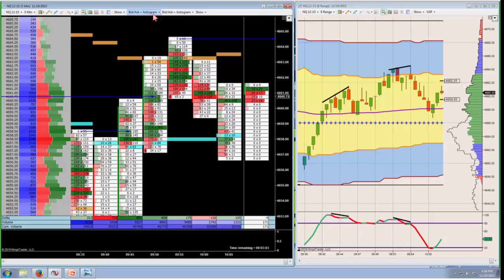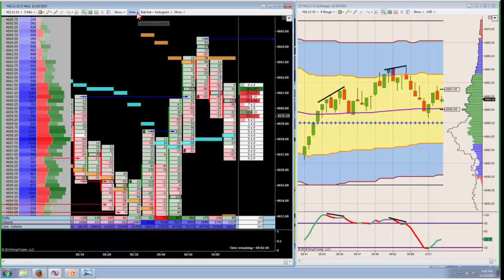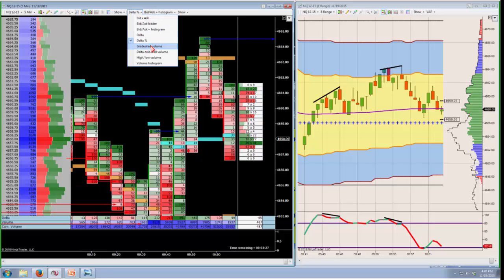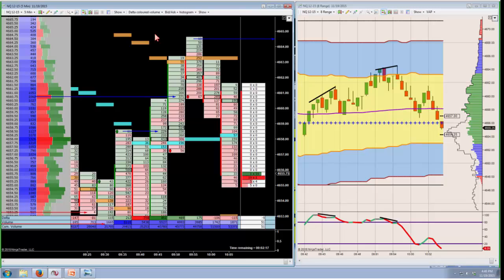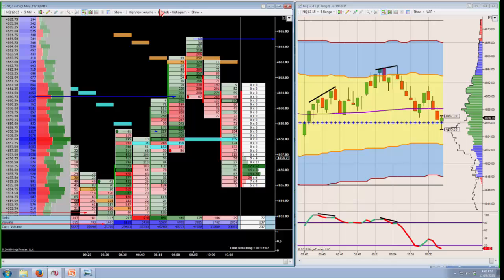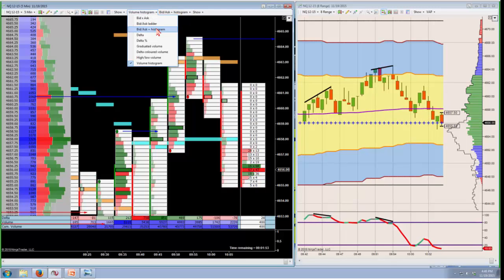Then we've got the delta. You can just look at the delta as we talked about earlier. The delta is the difference between the buy orders and sell orders. Delta percentage, graduated volume, delta colored volume, high-low volume, volume histogram. And like I said, that's my favorite right there. That for me is the best.